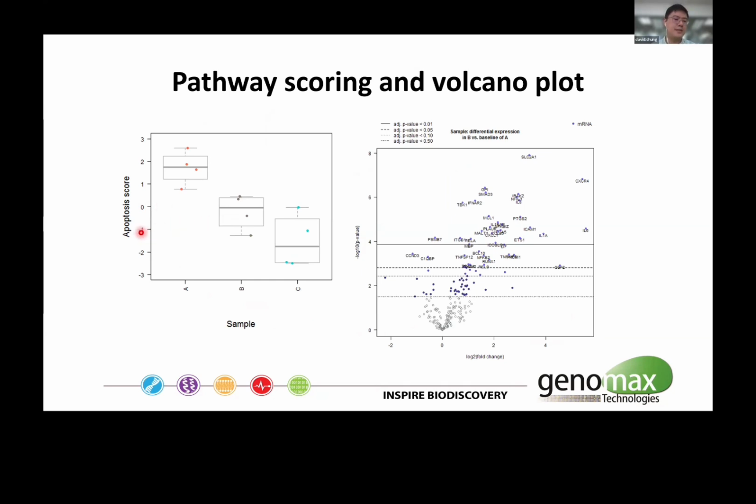For example, here, a group of genes that are involved in apoptosis. When they compare different sample groups, here for example, it shows a decrease in the score from sample A to C, indicating a loss of function, or cells are no longer carrying out the apoptosis function when you move from sample A to sample C. They can also plot a volcano plot to tell you, when you compare between 2 different sample groups, which genes are differentially expressed, whether they are up or down regulated, and whether they are significant in terms of their adjusted p-value.